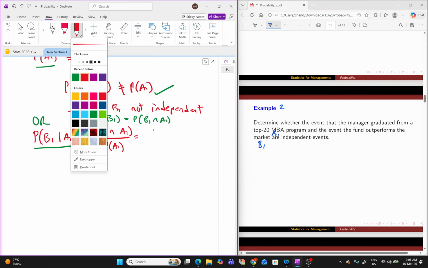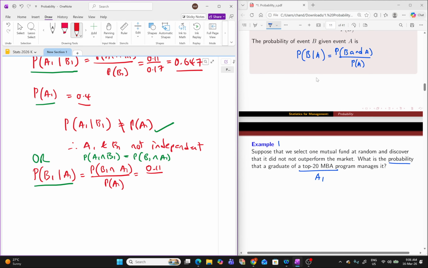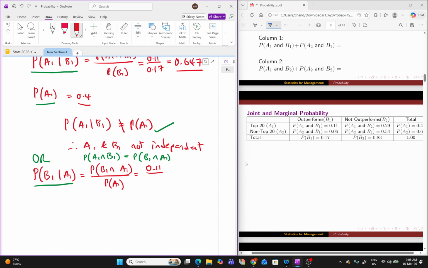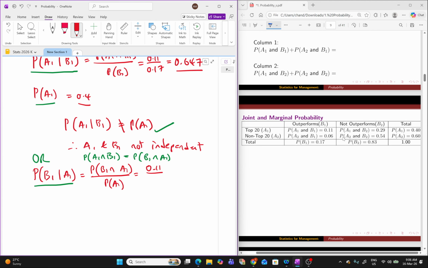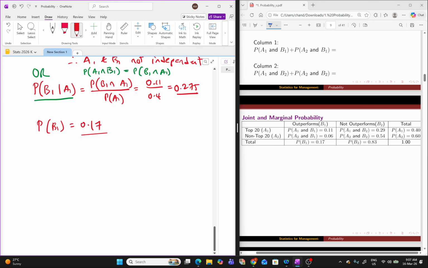Okay, so just now we found this already: 0.11 divided by probability of A1. Probability of A1 is 0.4. If you press this in the calculator, you get 0.275. And then after that, what you have to find? You have to find B1. What is B1 here? B1 is 0.17. You can see here 0.17 and 0.275 are not the same.